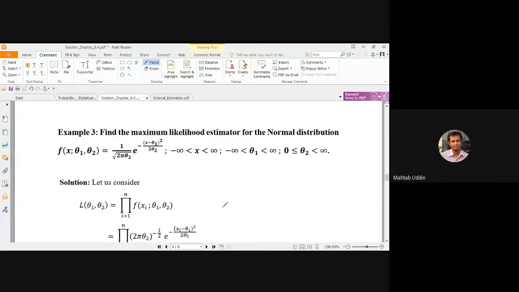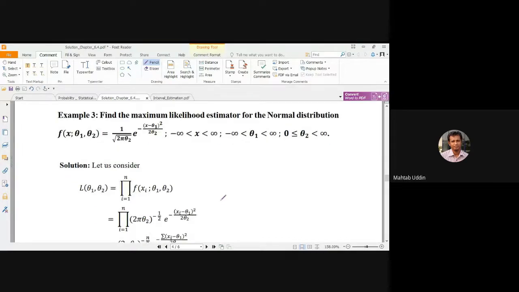Next, this is the toughest one. The maximum likelihood estimator for the normal distribution. Let's see this formula. Formula dekhe nao, tarpor kotha bolchi. So you agree, this is theta 1 to the 2. Not clear.